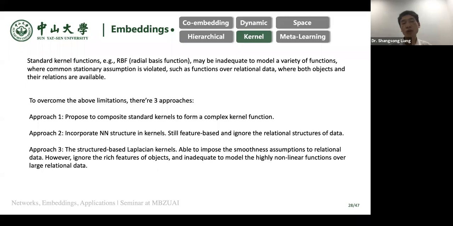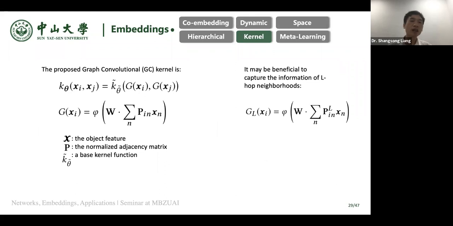So in our KDD paper, we propose a new kernel function that considers two things. One is the feature, another is the structure of the node. If you look at the first equation, we define a kernel with parameter theta, and we map the two nodes, xi and xj, into the same space.